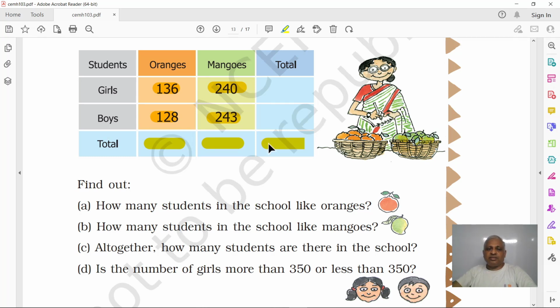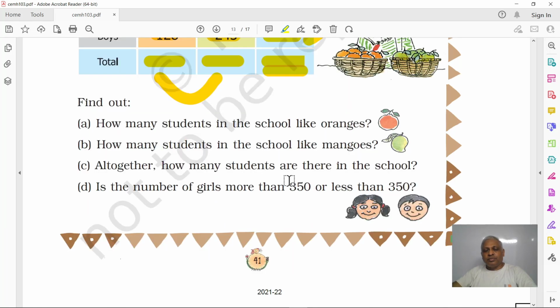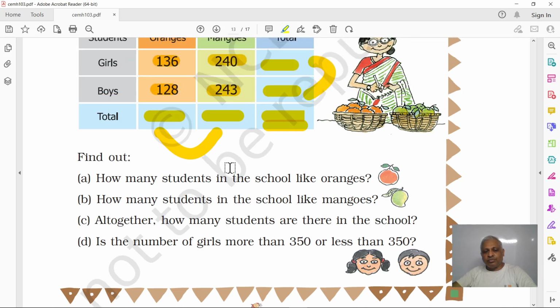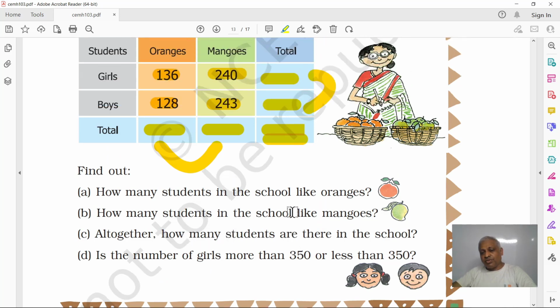In the class. And this will be the same if you add these two girls, 136 plus 240, and this 128 plus 243. These two numbers, if you add, you will get the answer here. So if you add either these two or these two, you will get the same number here. Okay, so once you count, is the number of girls more than 350 or less than 350?